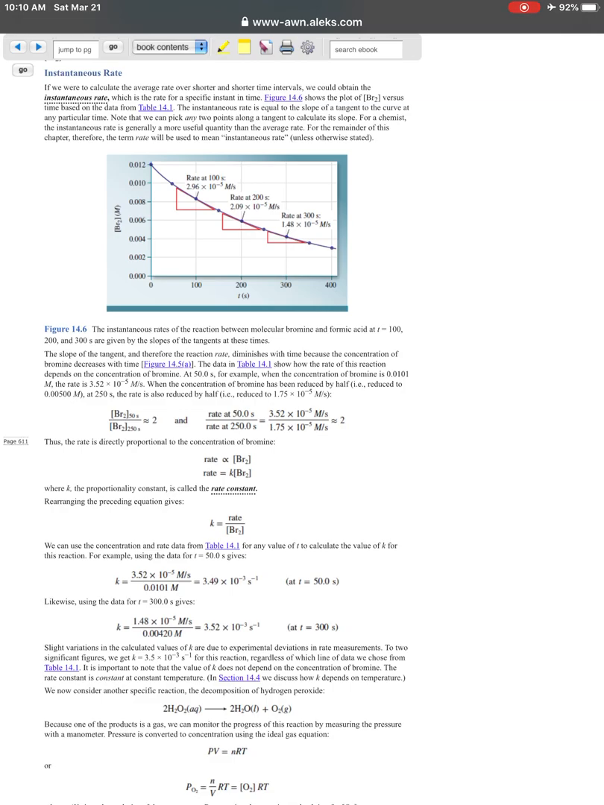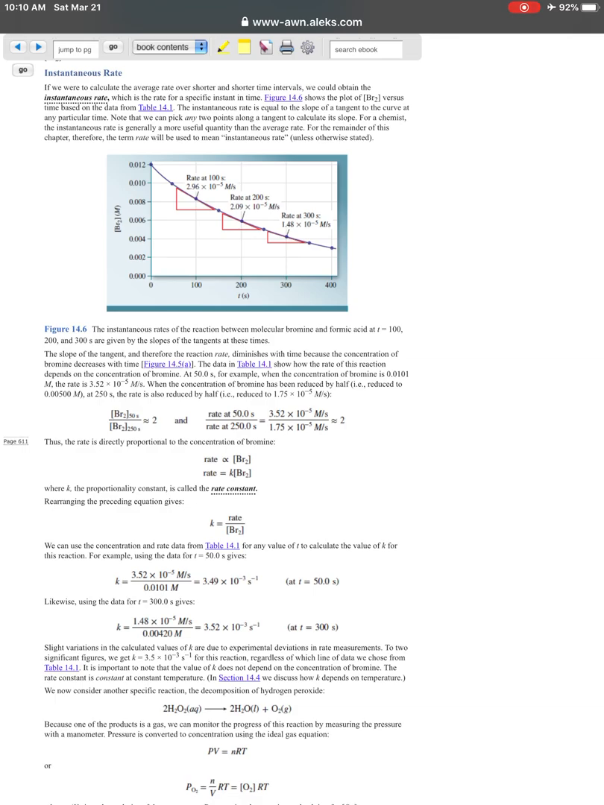Now, for chemical kinetics, we can measure the concentration very, very precisely over time. So we'll get something like we talk about here. The instantaneous rate is equal to the slope of a tangent to the curve at any particular time. Note that we can pick any 2 points along the tangent to calculate its slope. For a chemist, the instantaneous rate is generally a more useful quantity than the average rate. For the remainder of this chapter, therefore, the term rate will be used to mean instantaneous rate unless otherwise stated.